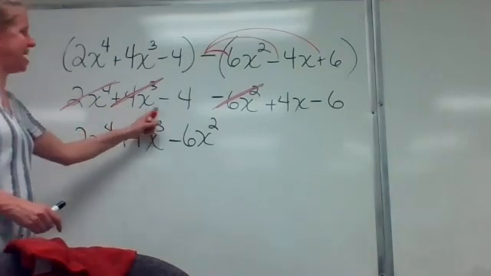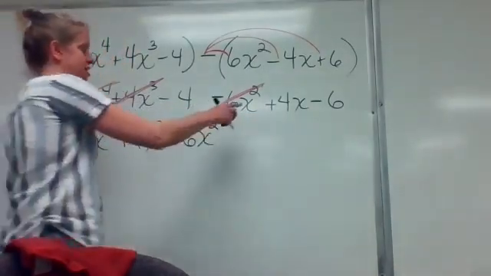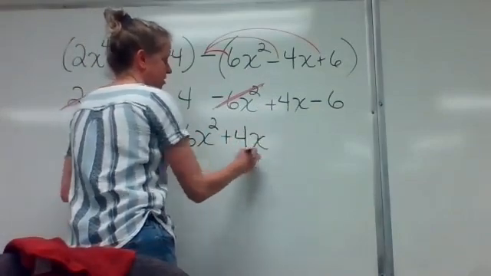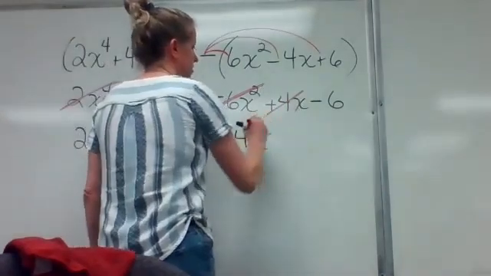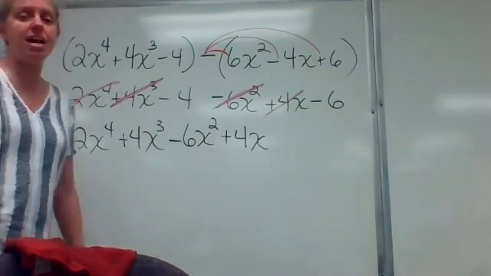So then I'm looking for my x's. There's the only x that I see again. So I haven't even had to combine anything yet. So I just bring down the plus 4x. And then after your x's come your plain numbers.